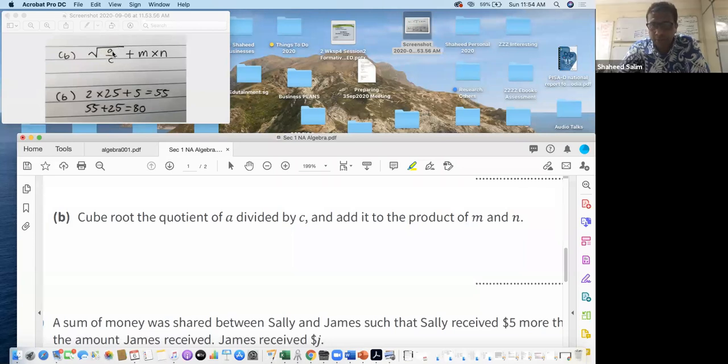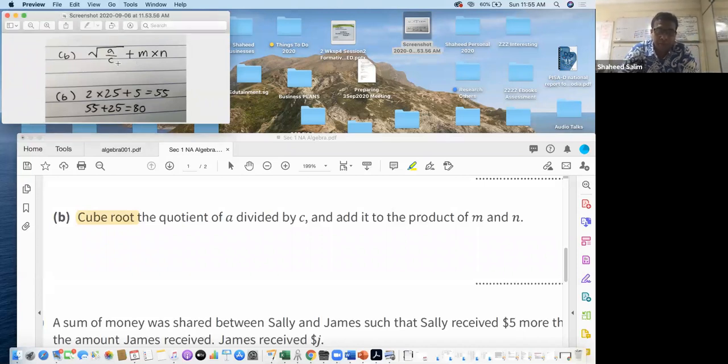Quotient, you're correct? Quotient means what divided by what, correct? Now, but they say is cube root. Is this cube root? Square root. And then you can do this. What is this? M times N. What is it? M times MN. So you write with the 3 down here. All right. Plus MN. Quite easy, yeah?